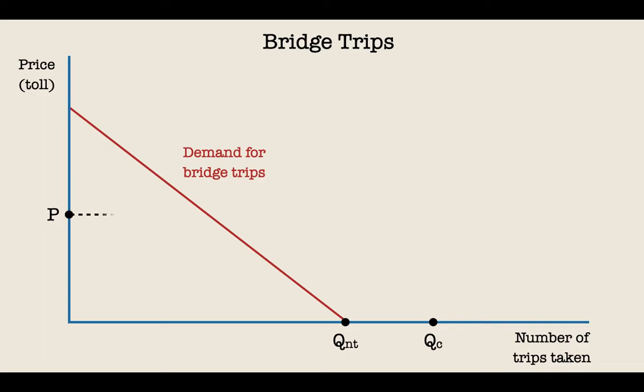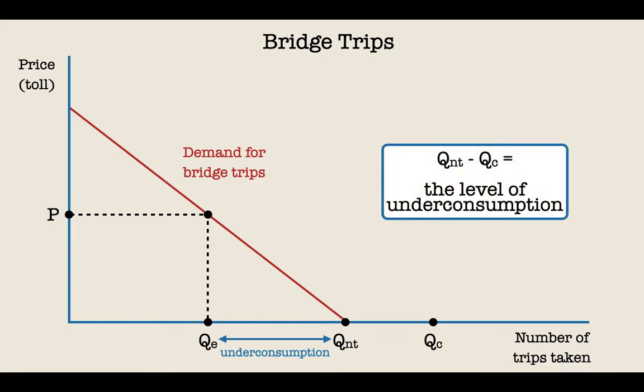If we set a price for a toll, we go from that price over the demand curve and down, and that gives us the equilibrium quantity. So QE is the equilibrium quantity, and the difference between QNT and QE is the level of underconsumption. QE is the level of consumption with a positive price, and QNT is the consumption with a zero price. So because of the institution of that toll and the fact that this good is a non-rival good, this is the level of underconsumption that we are going to see when we impose a user fee on a public good.